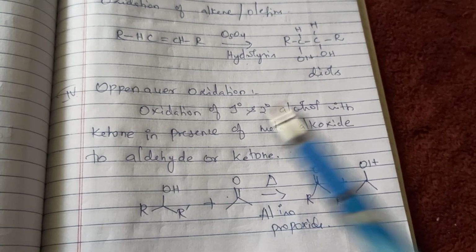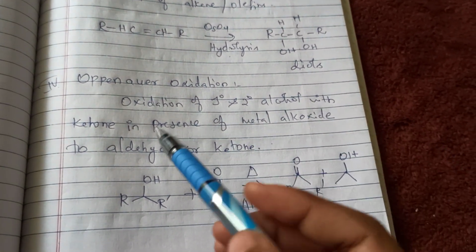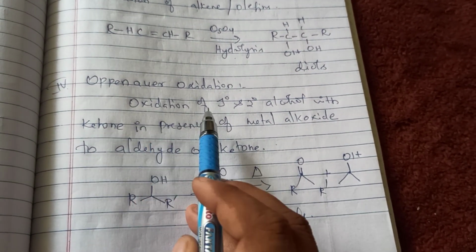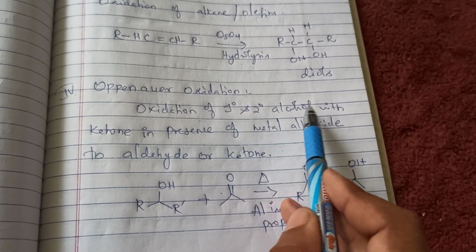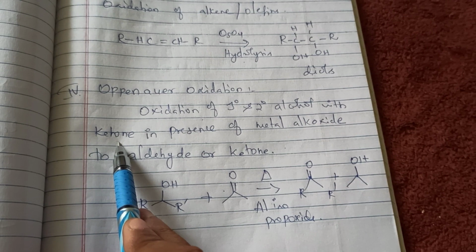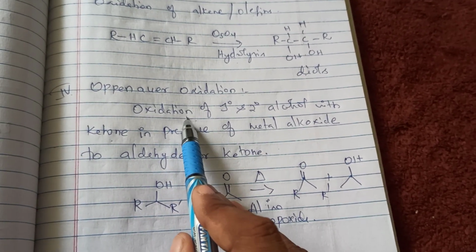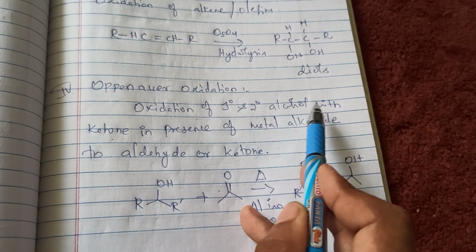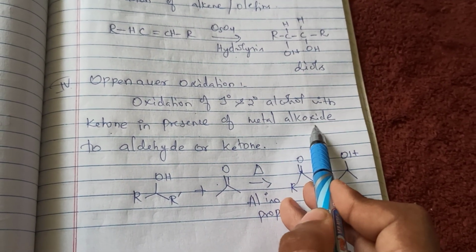What is the definition of Oppenauer oxidation? Oppenauer oxidation is nothing but the oxidation of primary and secondary alcohols with a ketone. Maximum the ketone will be acetone. That is, the oxidation of primary and secondary alcohol with a ketone in presence of a metal alkoxide.